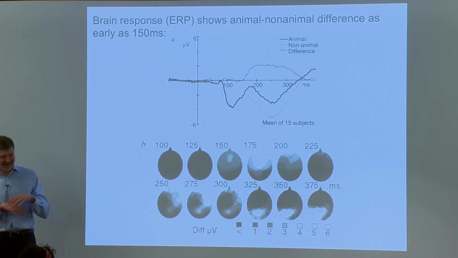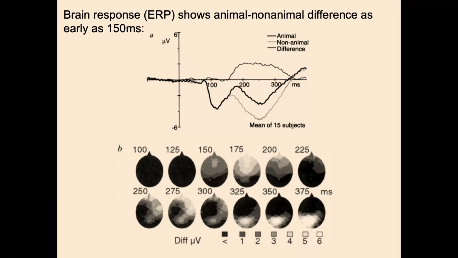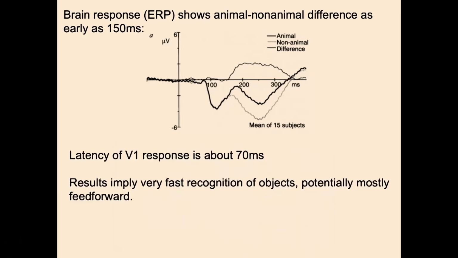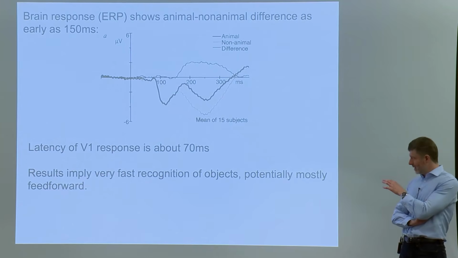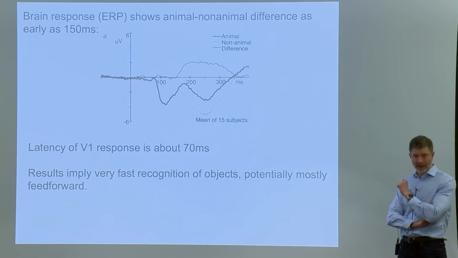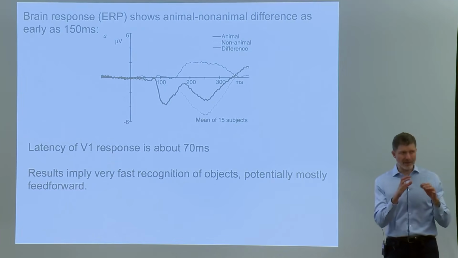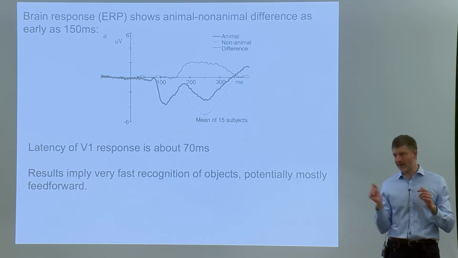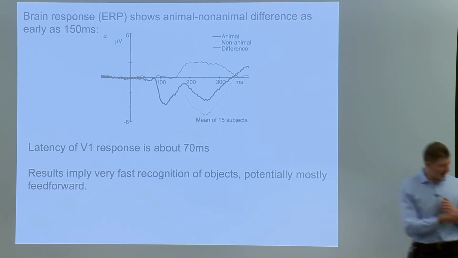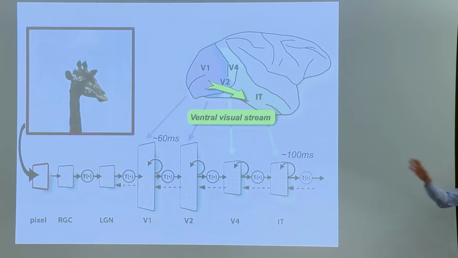And the idea is that because this is being averaged across like a gazillion different images, that probably is indicative of some fairly abstract property of the image. Okay. All right, so what's significant about that number of 150 milliseconds? Well, the latency of the V1 response is about 70 milliseconds in humans. Okay? And so this result implies that there's pretty fast recognition of objects. Okay? Potentially mostly feed forward. All right? So the idea is that you're able to kind of recognize objects, at least at the level of animals versus non-animals, with kind of one pass through this processing pipeline.